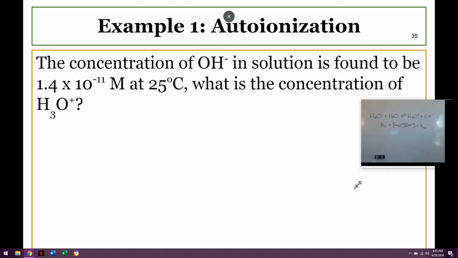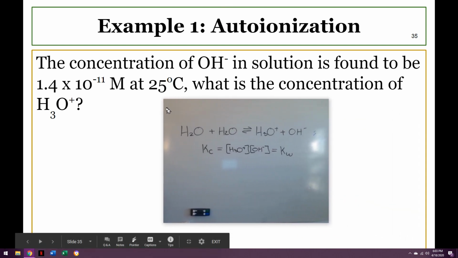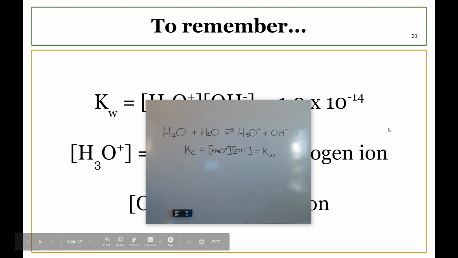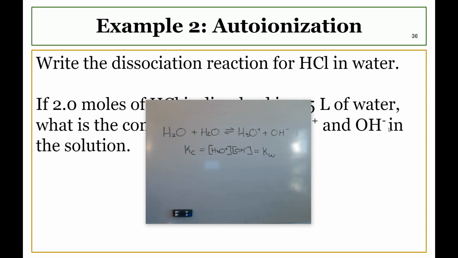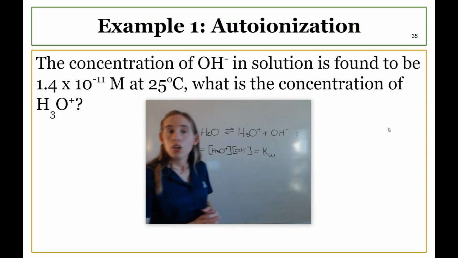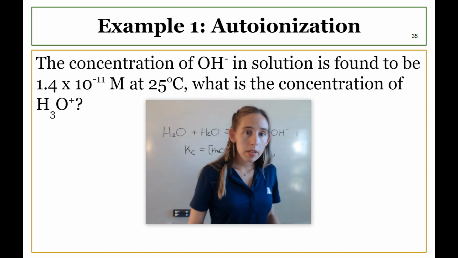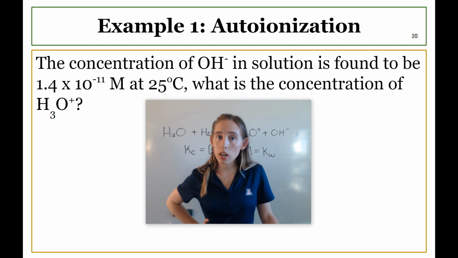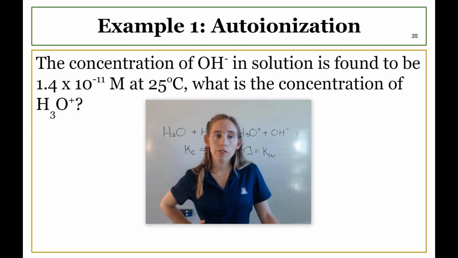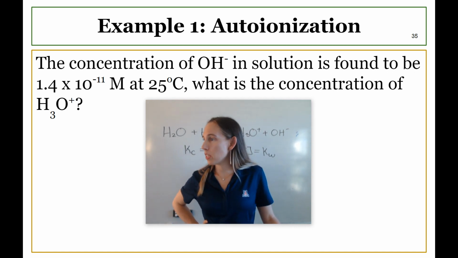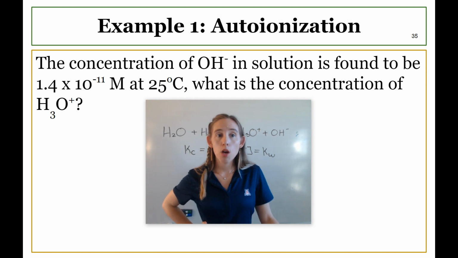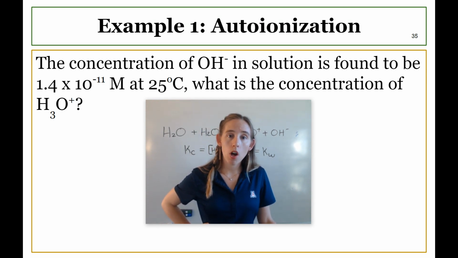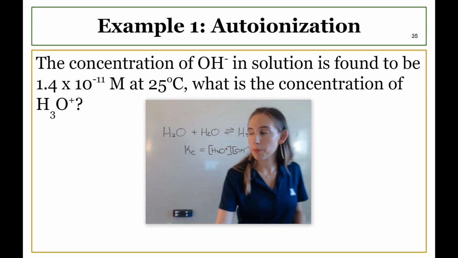Here is a sample question. Let's pull this up so you can see my work. There we go. Okay. So here's a sample problem, and it's actually the concentration of hydroxide in solution is found to be 1.4 times 10 to the negative 11 molarity at 25 degrees Celsius. What is the concentration of H3O?